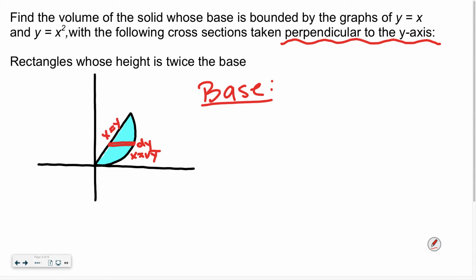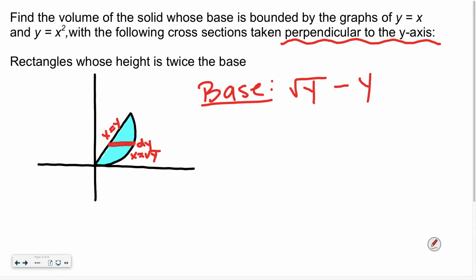Doesn't even matter what the shape is. Your first step, I need you to figure out what the base is. What's the base length? So before we make this into a three-dimensional figure, what is the length of this sliver that you just drew? Well, since we're talking about y, we need to do right minus left. So our right function is radical y minus our left function is y.